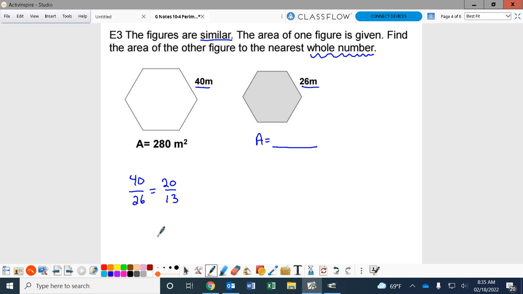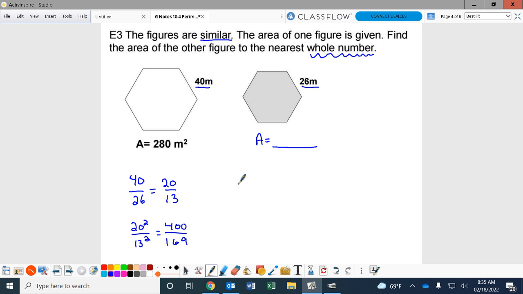Now we need to find the ratio of the areas. So we're going to do what to both these numbers? Square them. Perfect. Now I know 20 squared is 400. Oh, and I know 13. 13 squared is what, guys? Yeah, we got that one. Okay. So that's the ratio of the areas.